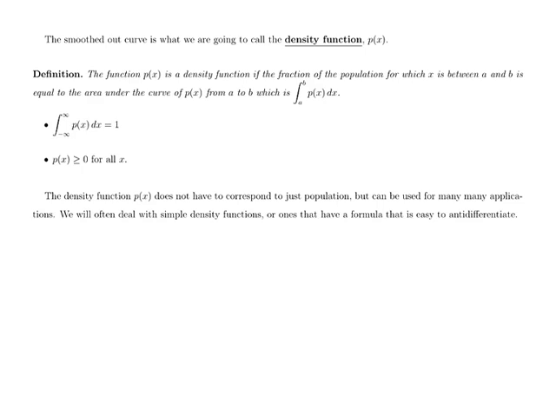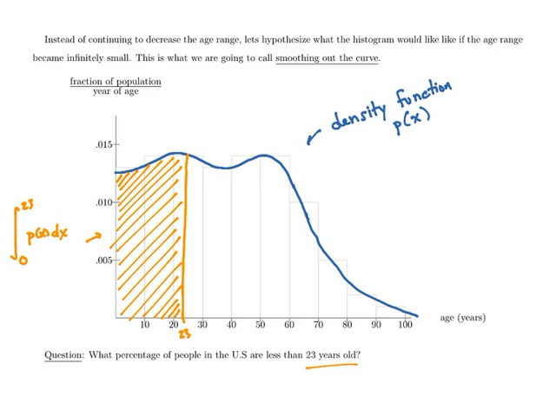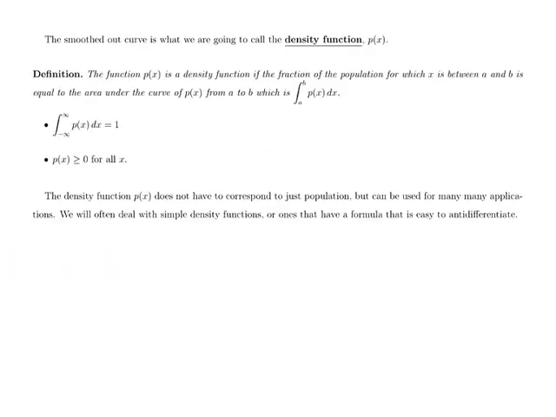So the function p of x is a density function if the fraction of the population for which x is between a and b is equal to the area under the curve of p of x from a to b. Again, that is the integral from a to b, p of x dx. We saw on the previous page, we asked what is the probability, or what is the percentage of people that are less than 23, so from 0 to 23, and we found that that was equal to the integral because we had a density function. That's what we're saying there.